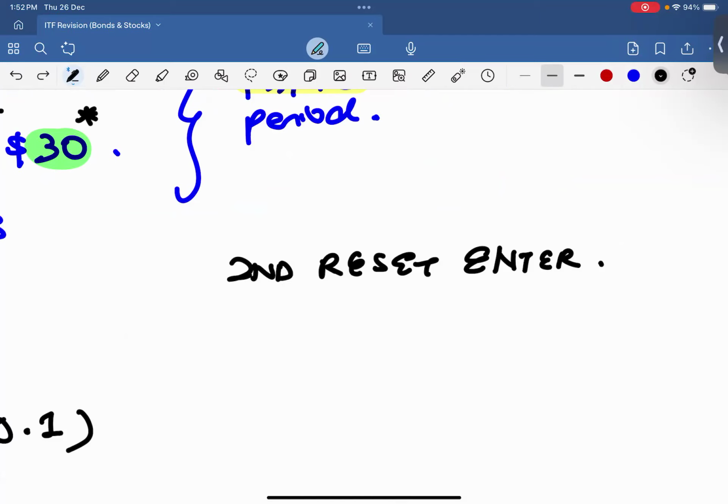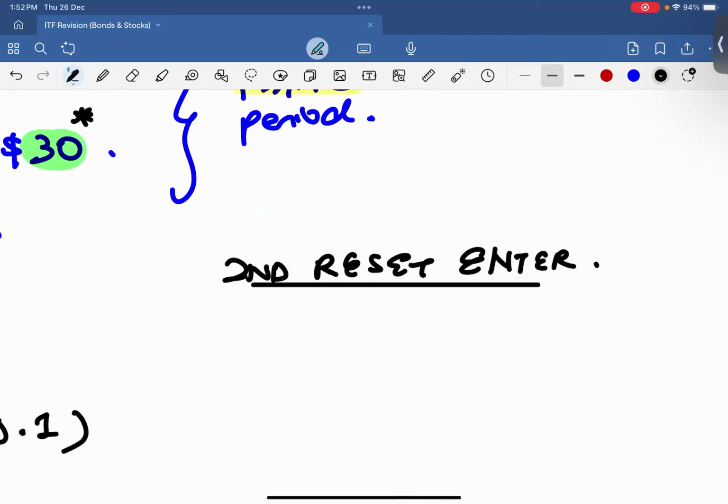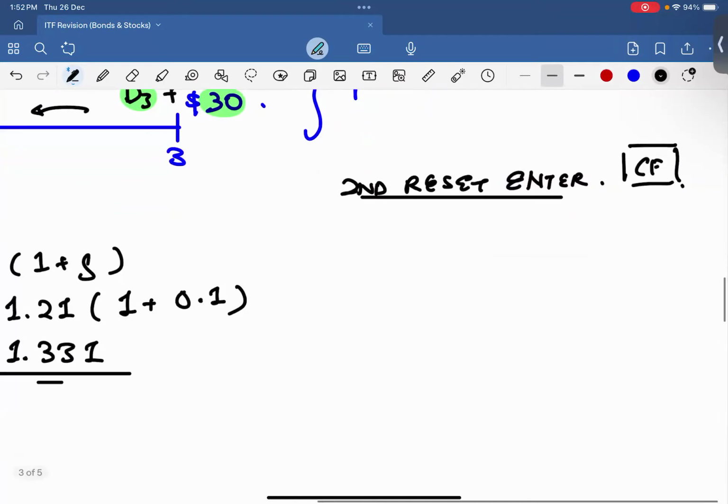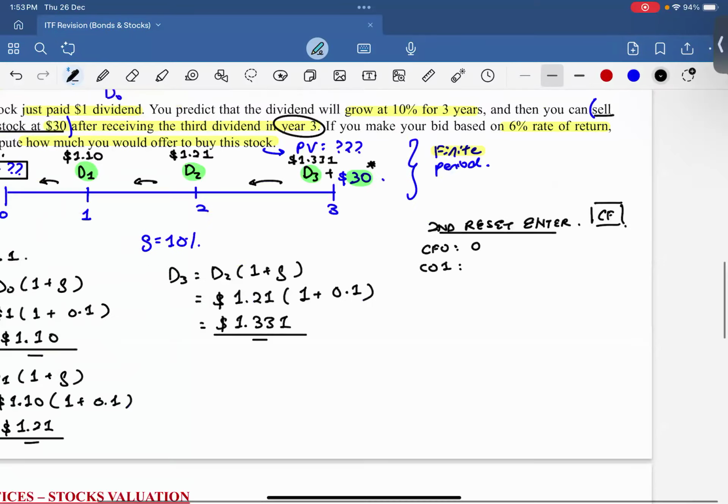Make sure you press second, reset, enter in your financial calculator and use the cash flow function. Press cash flow: CF0 is 0, C01 is 1.1. How many times do you receive this? Once, so the frequency is 1. C02 is 1.21.